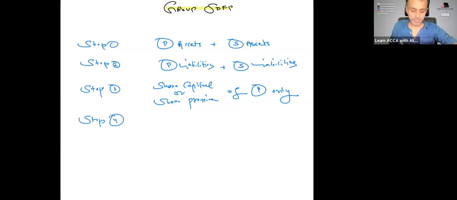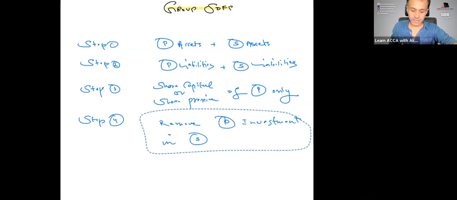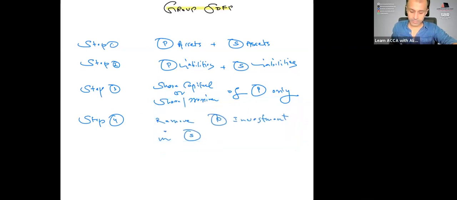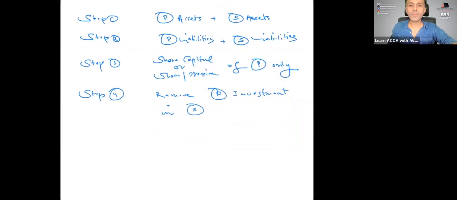In the 4th step, remove the P's investment in S. So the investment that P has made in S needs to be removed. Whatever value the question provides to us will not come in, and is removed.